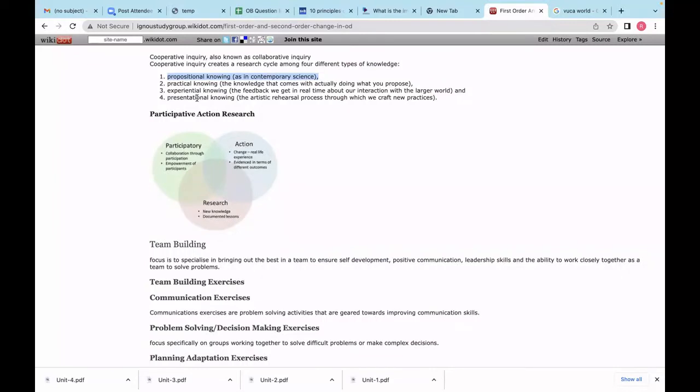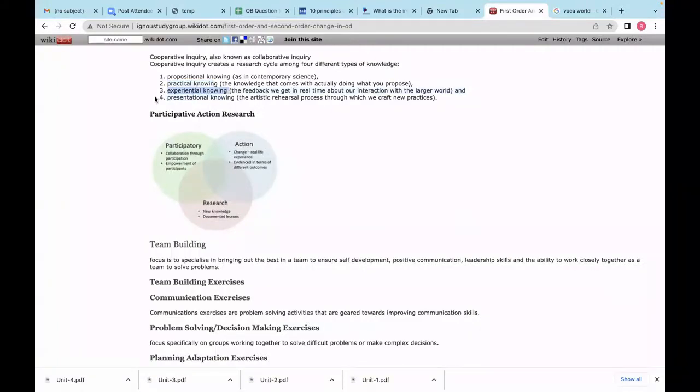So basically, this is theoretical knowledge, bookish knowledge. You are going to get bookish knowledge to take some action. Second, practical knowledge. This is going to come while you are actually doing. Basically, this is something that you are going to get while you are doing, so it comes practically. Third, experiential knowledge.